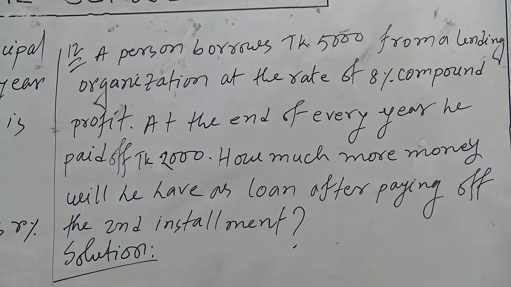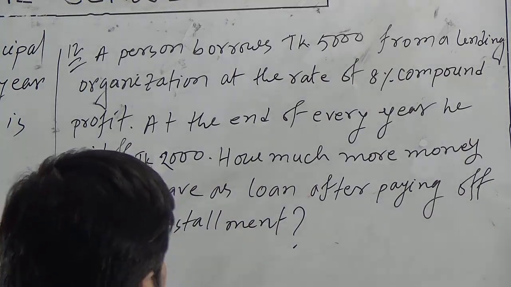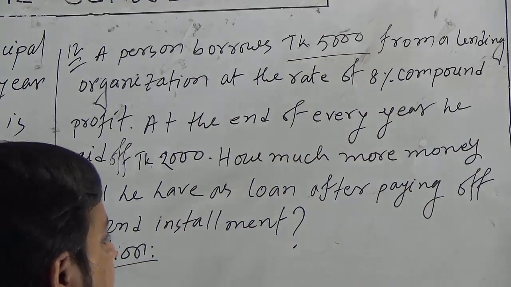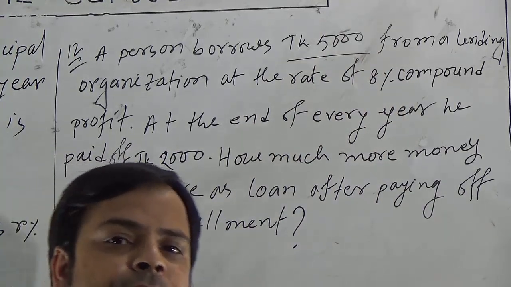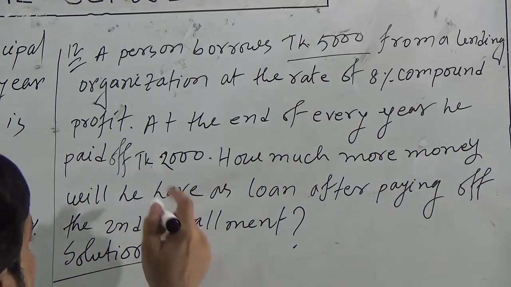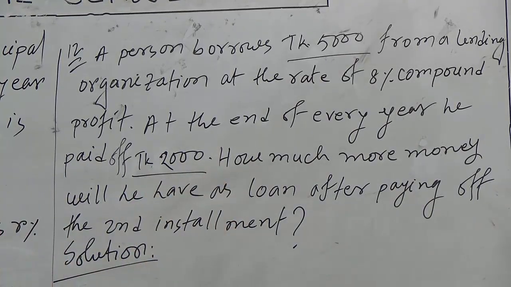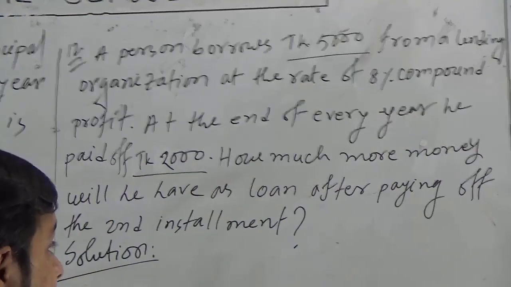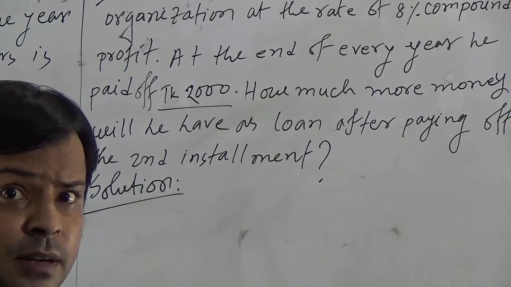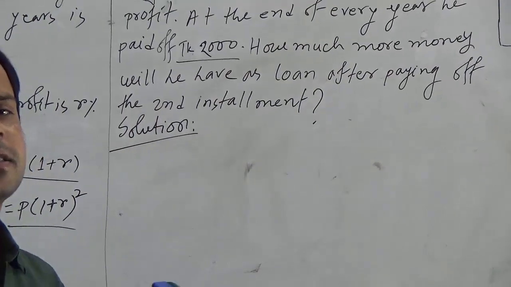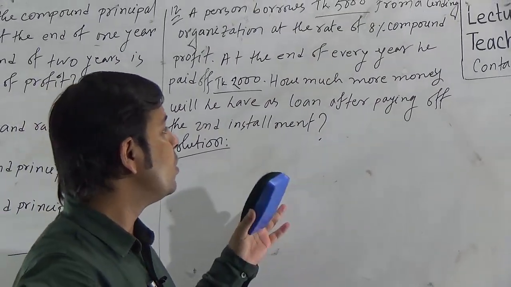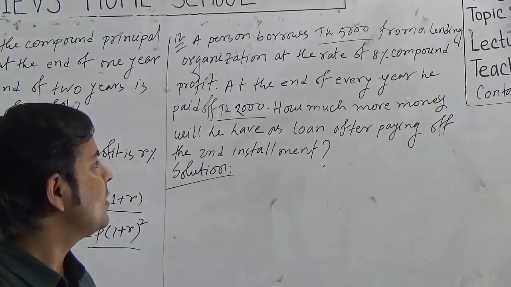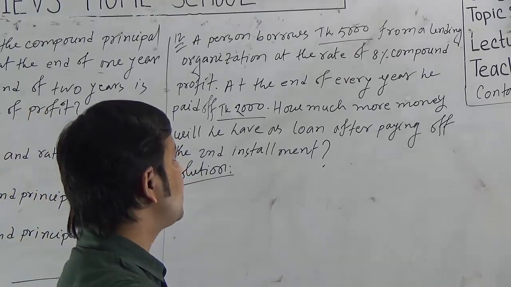It means that the person takes a loan of taka 5,000 from a lending organization, and after every year he pays taka 2,000. When the second year is completed, he will pay the second installment. After paying the second installment, the remaining amount he has to pay will be our required answer for this question. Okay, let us solve the question.